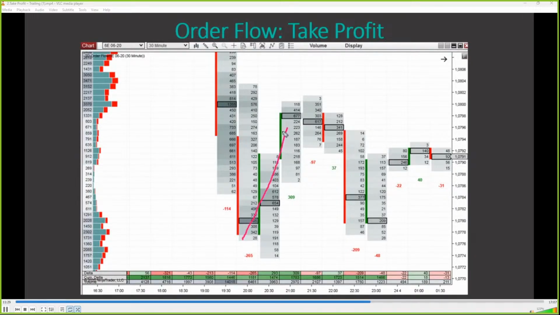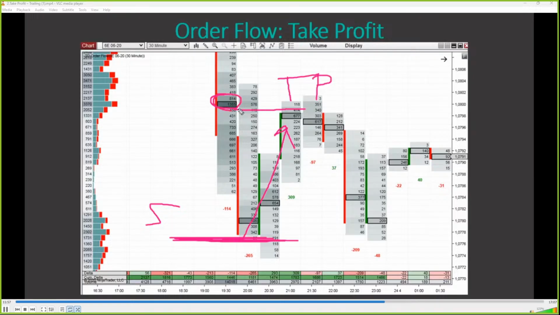Imagine you are long from here. You entered a long, let's say that there was some support, and you entered long from there. You are looking for a place to quit your trade. This is a significant area, high volume node with a huge number of contracts traded there. So one tick below it, just to be safe. This is your ideal take profit.